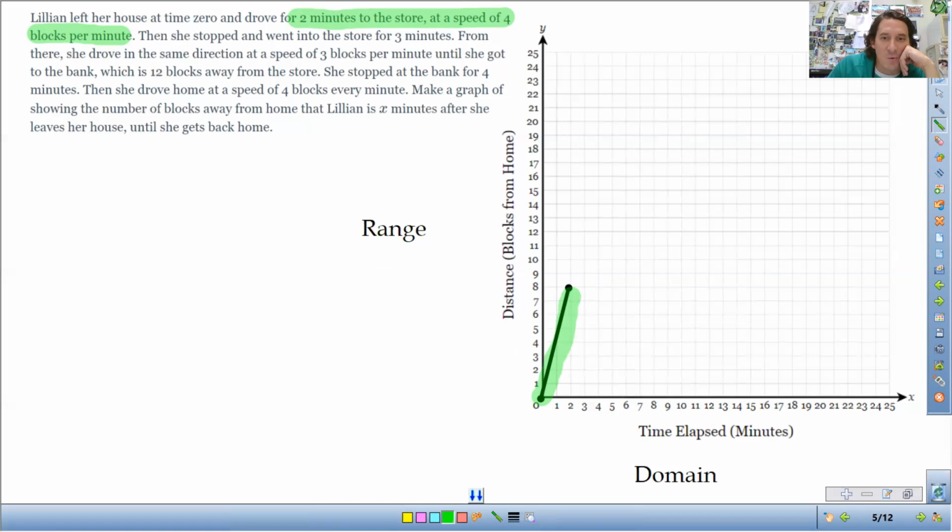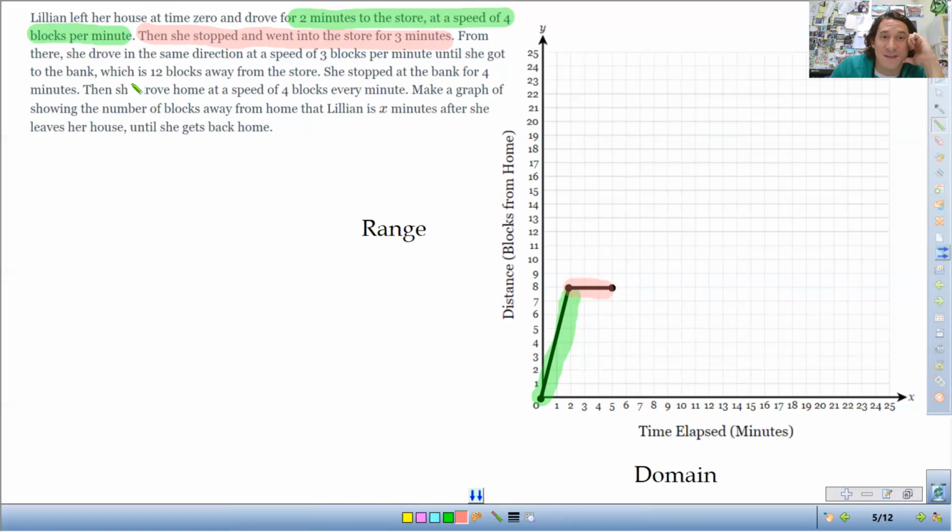Then she stopped and went to the store for 3 minutes, meaning she didn't move anywhere. She didn't move farther away from her house. So for 3 minutes, 1, 2, 3, she stopped in the store.